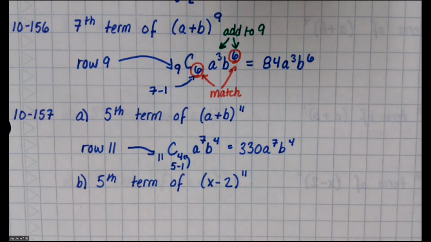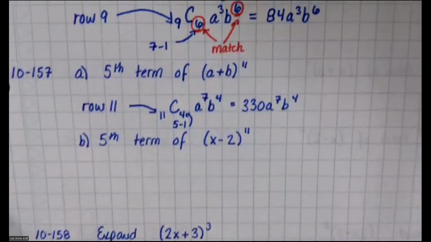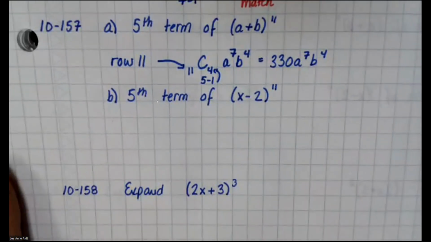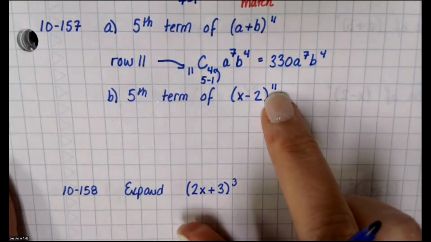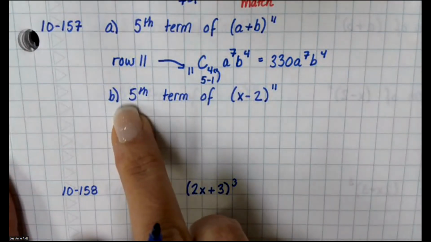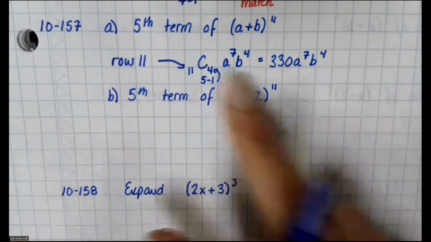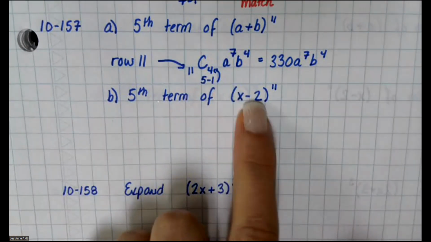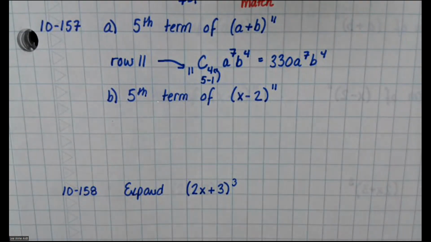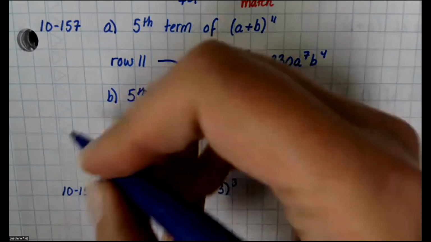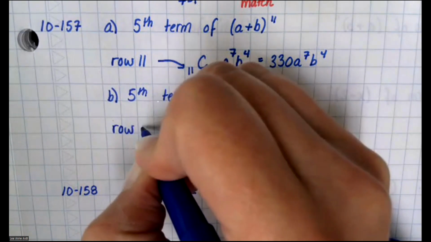Okay, now, do you notice something different in B? What did I do? Okay. And I kept it the same. I kept it row 11 and I kept it the fifth term because I didn't want to focus on the combination part. I want to focus on the front seat, the back seat part now. I'm still going to write row 11.